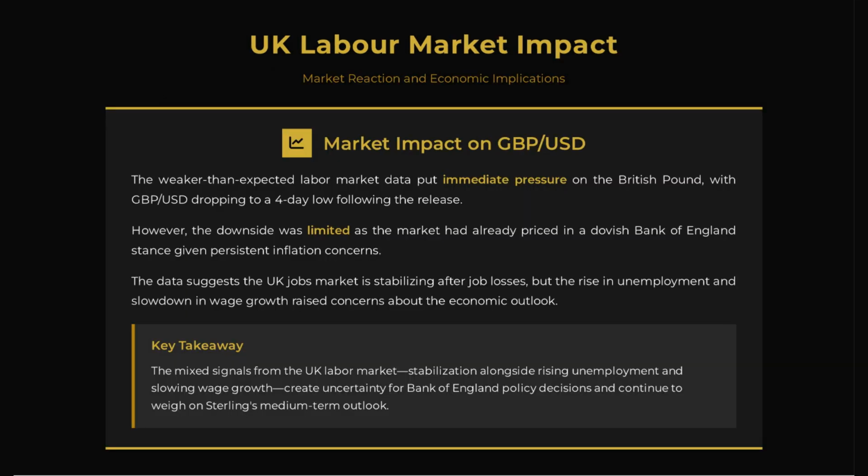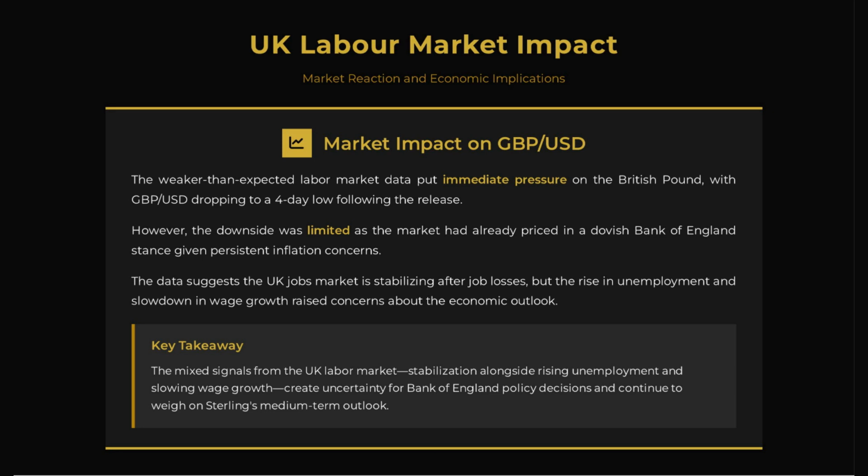The weaker-than-expected labor market data initially put pressure on the British pound, with GBP/USD dropping to a 4-day low following the release. However, the downside was limited as the market had already priced in a dovish Bank of England stance, given persistent inflation concerns. The data suggests the UK jobs market is stabilizing after recent job losses, but the rise in unemployment and slowdown in wage growth raised concerns about the economic outlook.